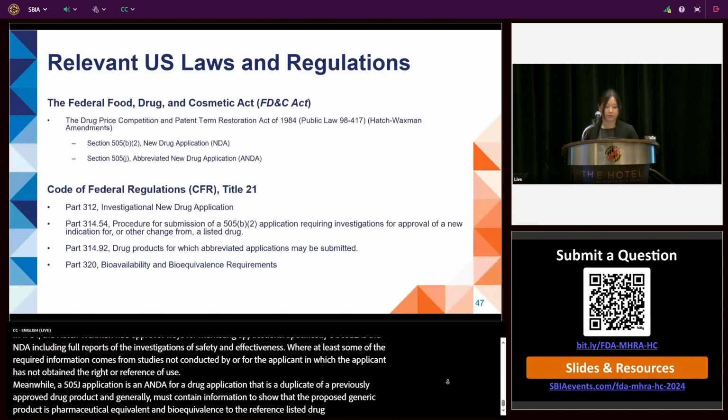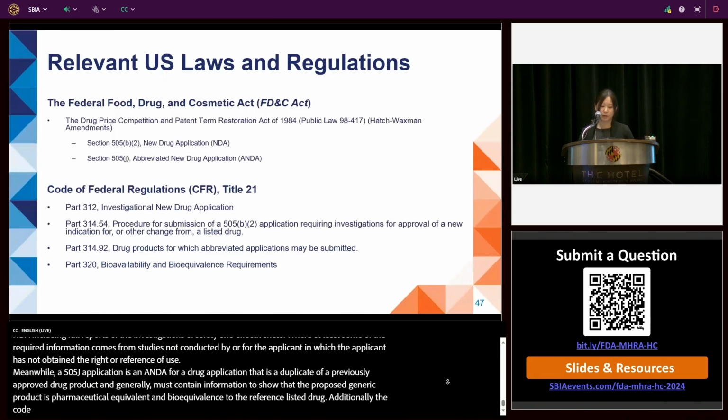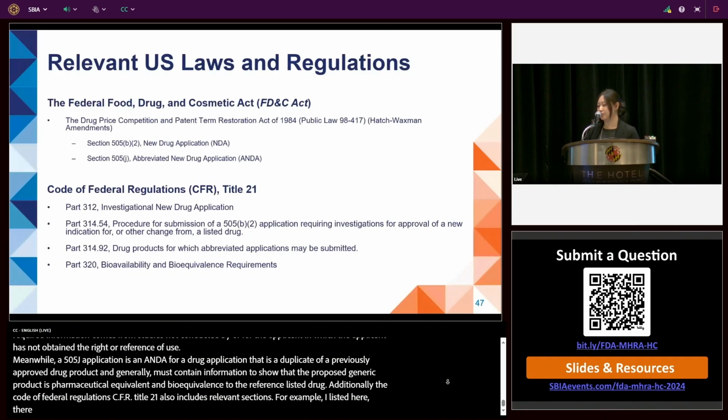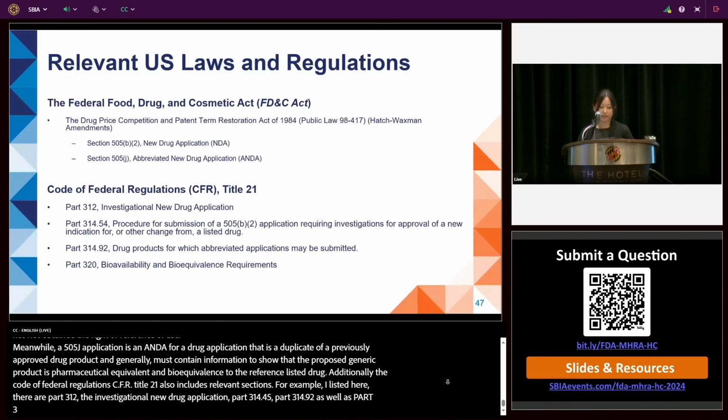Additionally, the Code of Federal Regulations, CFR, Title 21, also includes relevant sections. For example, I listed here, there are Part 312, the Investigational New Drug Application, Part 314.54, Part 314.92, as well as Part 320, Bioavailability and Bioequivalence.